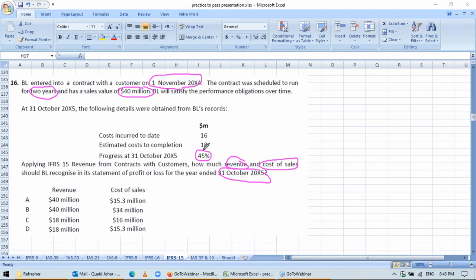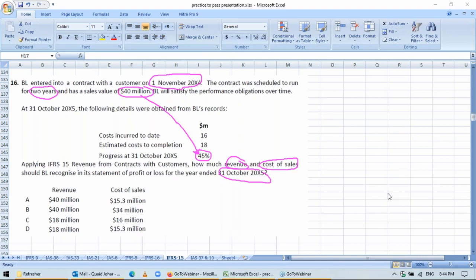So what IFRS 15 says is that the amount of profits and the amount of revenues that will be recognized will be equal to the progress of the work. So now we will follow this rule, the progress of the work, which is 45%. The sales value is 40 million, so we will take 45% of the 40 million amount. Now what about the cost of goods sold? This is the amount of revenue.